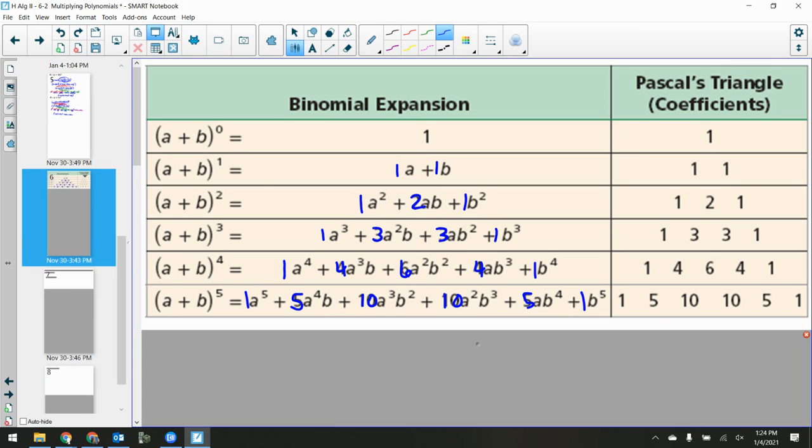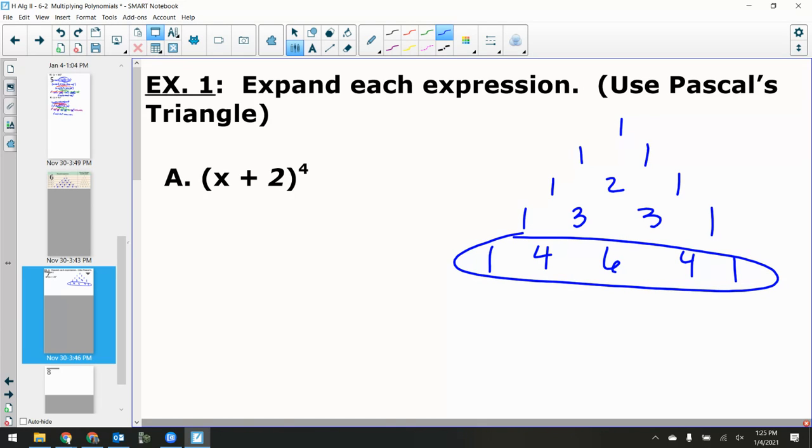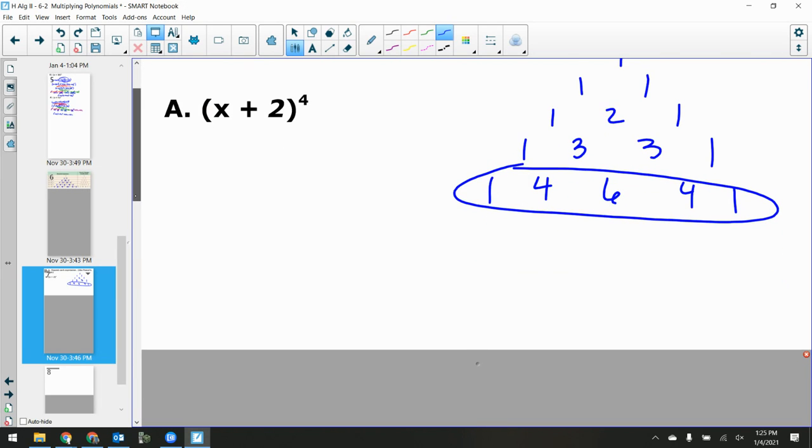Let me show you how. Let's take x plus 2 to the fourth power. What row of Pascal's triangle do we need? The fourth row. Row 4. That's the 0 row. This is the first row. Third. Fourth. I know it looks like the 5th row down, but again, the row number is the one where the second number is 4. Right? That's the row number. So this is what we need. Those are going to be the coefficients of each term. So here's the setup.